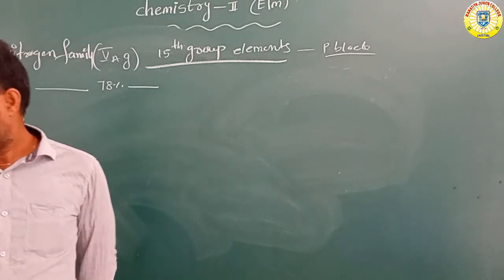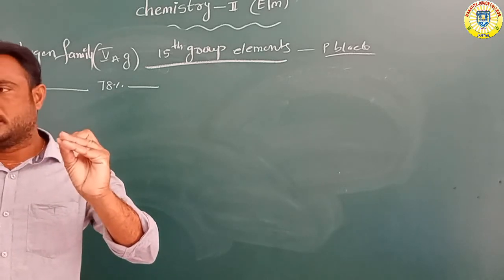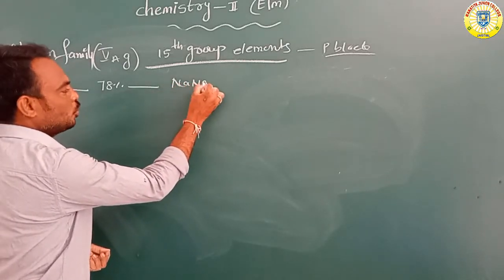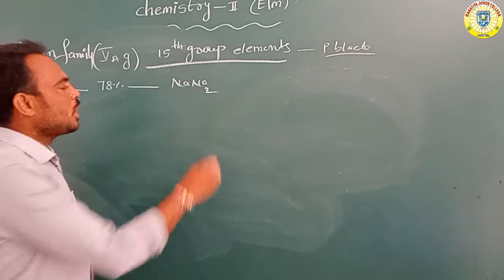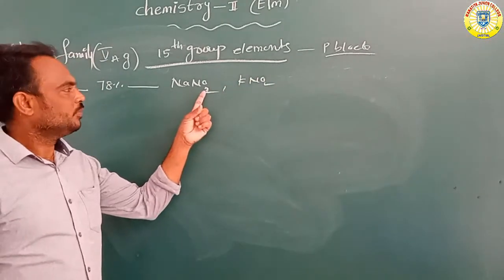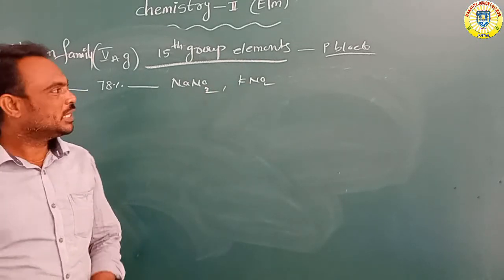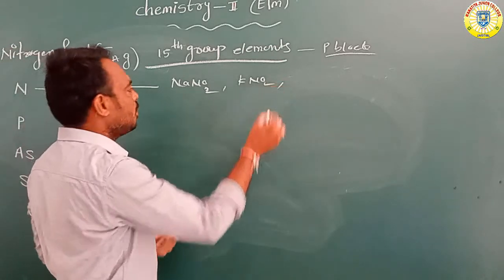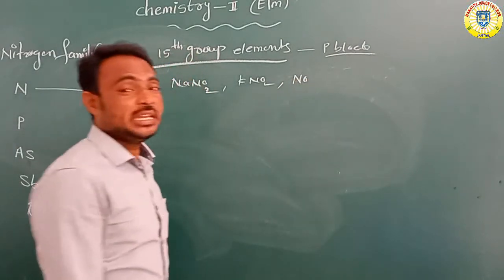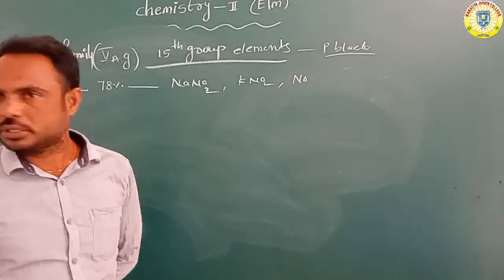For example, NaNO2 or KNO2, so sodium nitrite, potassium nitrite. These are all compounds. Or, for example, NO, which means nitric oxide.